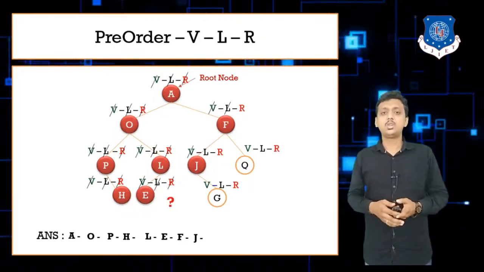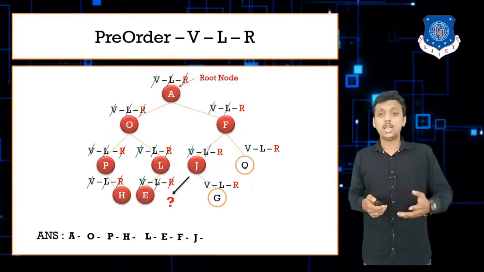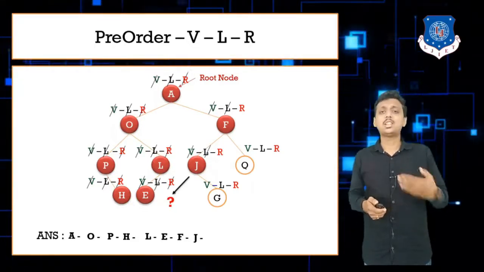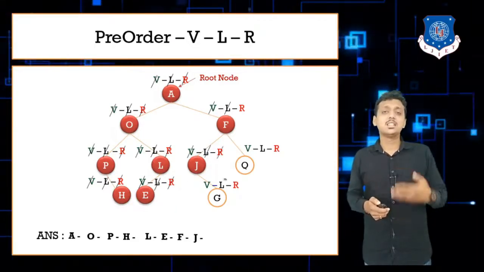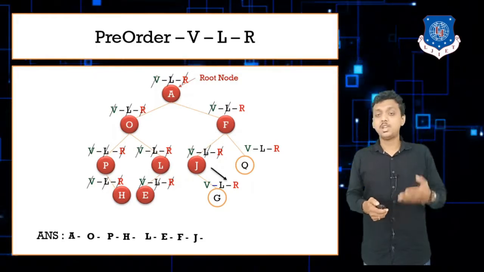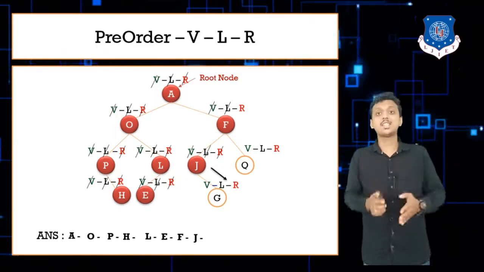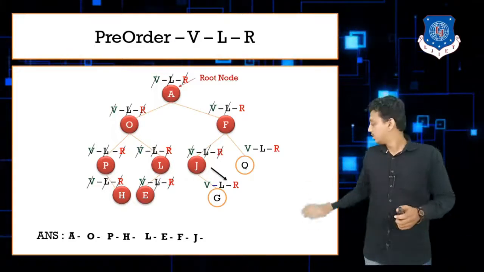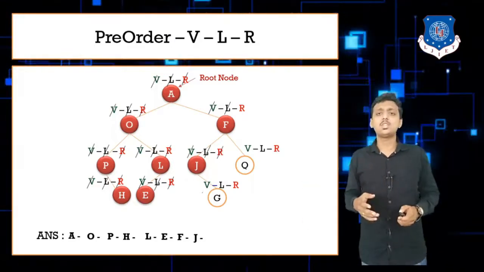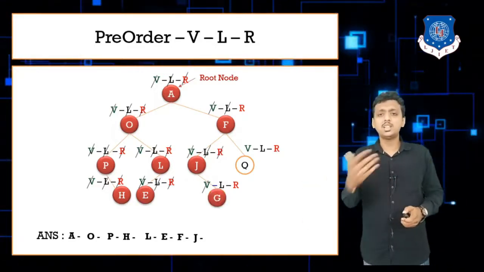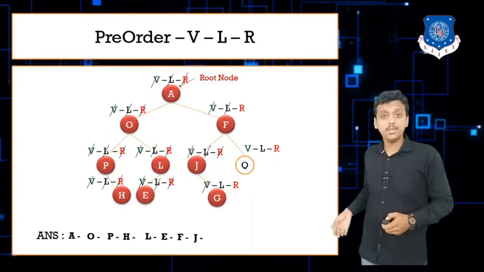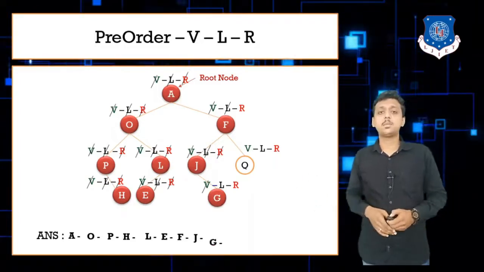Okay, is there any node on the left? No. Okay, so what to do? Just take the next operation, that is R. Is there any node on the right side? Yes, we have. So just go on the right side, that's G. Fine. Now see, G is again the leaf node. So first just completing the visit step. So I'm visiting G and then write it down in my answer bucket.